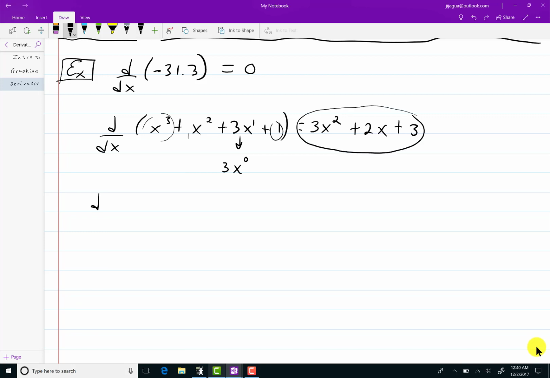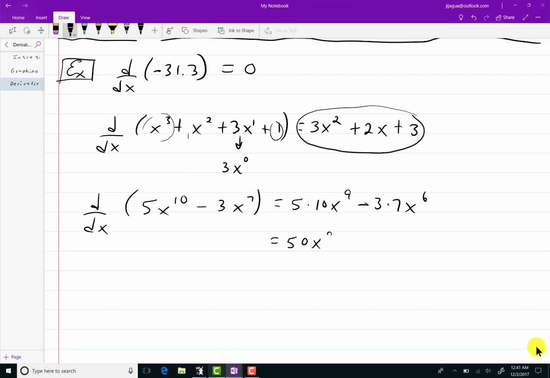How about d over dx of 5x to the 10th minus 3x to the 7th? I can treat these individually. The 5 doesn't matter, I'll have 5. But then when you take the derivative of x to the 10th, you're going to get 10x to the 9th. The same thing goes for the second one. The 3 will not be affected by anything, but the derivative of x to the 7th is 7x to the 6th. So remember, subtract 1 from the exponent when you do this. So this is 50x to the 9th minus 21x to the 6th.